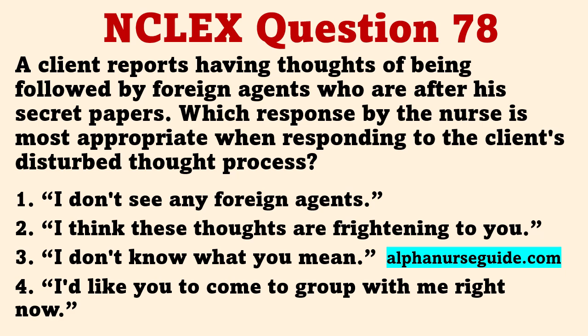The correct answer is 2. The client's disturbed thought process likely reflects this client's paranoid delusions. The nurse should acknowledge that the thoughts are frightening the client. Telling the client the nurse does not see any foreign agents is an appropriate nursing response if the client is having disturbed visual sensory perception and is having visual hallucinations. Telling the client the nurse does not understand what the client means is an appropriate response if the client has impaired verbal communication. Suggesting that a client participate in group activities would be appropriate if the client had a nursing diagnosis of social isolation and was staying in his room.